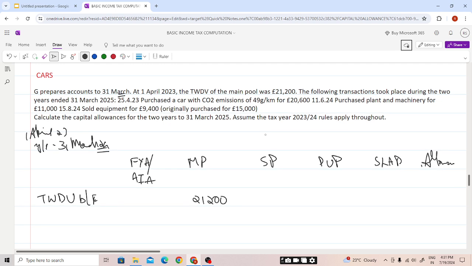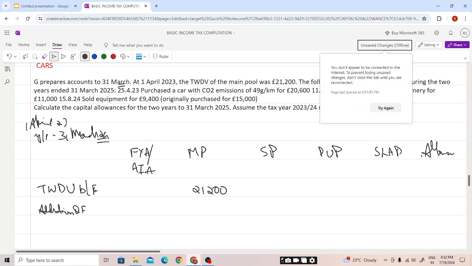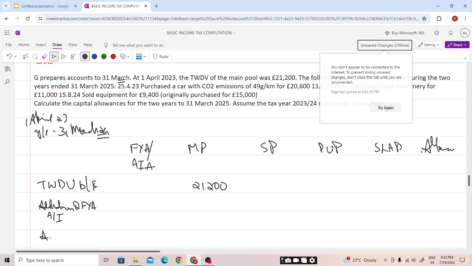apply throughout. So students, after this, any additions qualifying for FIA or AIA? We have purchased, dear students, a car with CO2 emission. So it will be main pool, so it will not qualify for FIA. But purchase plant and machinery on 11/6/2024, it will be in the next year, students. So this, no additions. Additions not qualifying for FIA, we do not have additions.